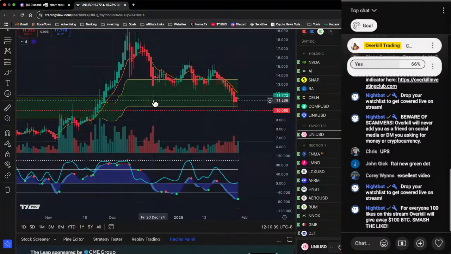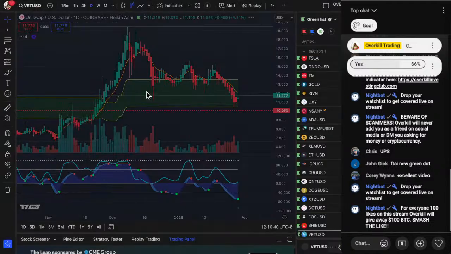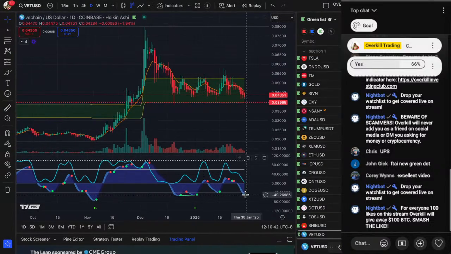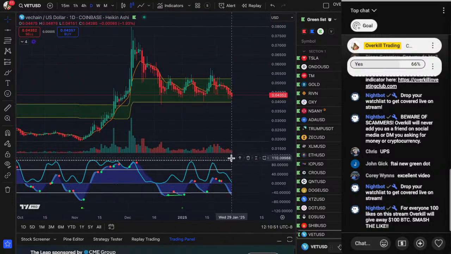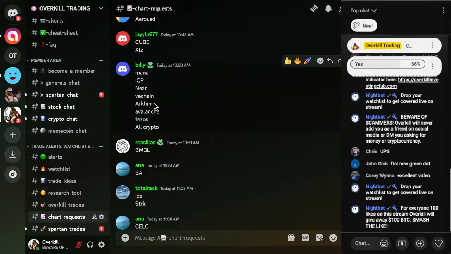What else we got? VeChain. Okay, that one needs that green dot too, but you can see the support is right down here at around 3 cents. Bounced right there at 4 cents. Is it going to bounce again here at 4 cents? We'll see. I like that the stochastic's down here on the floor. Just wait for that green dot confirmation.